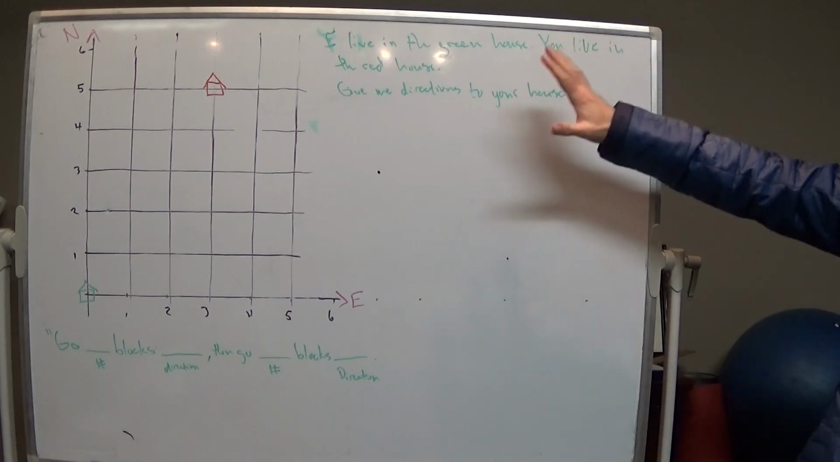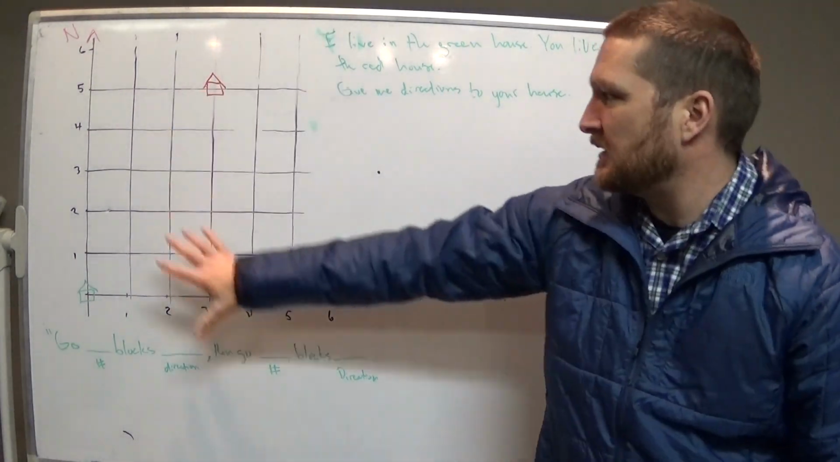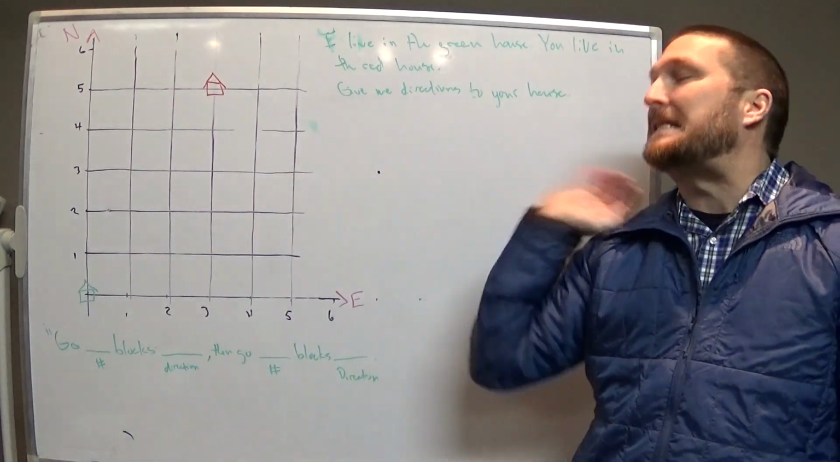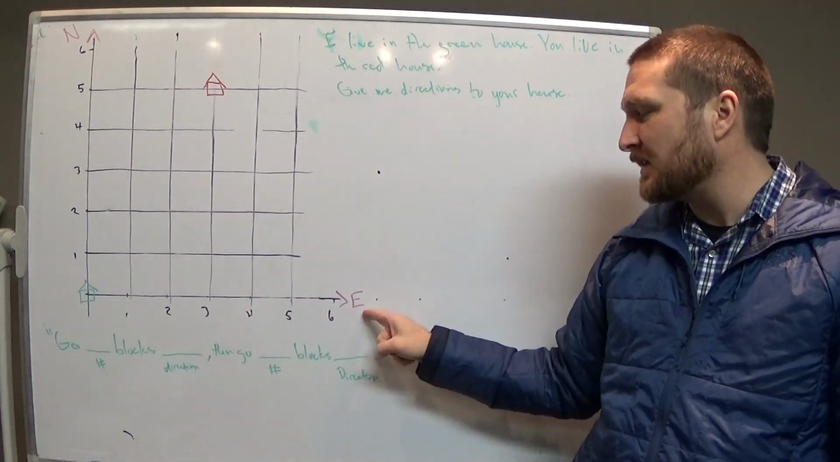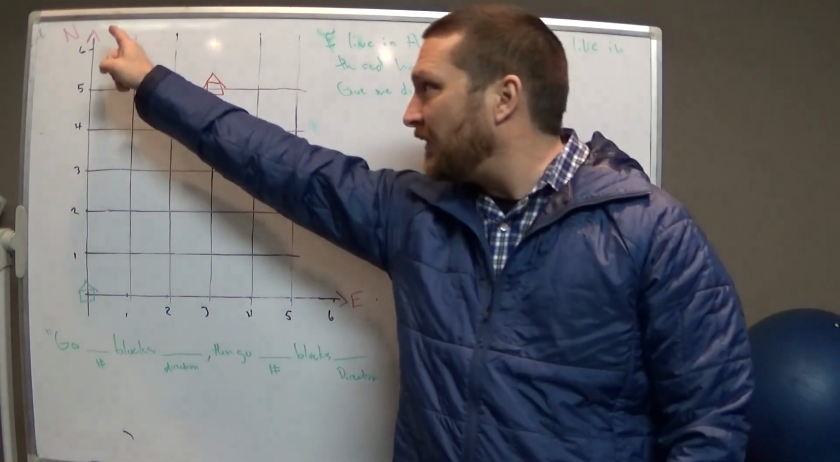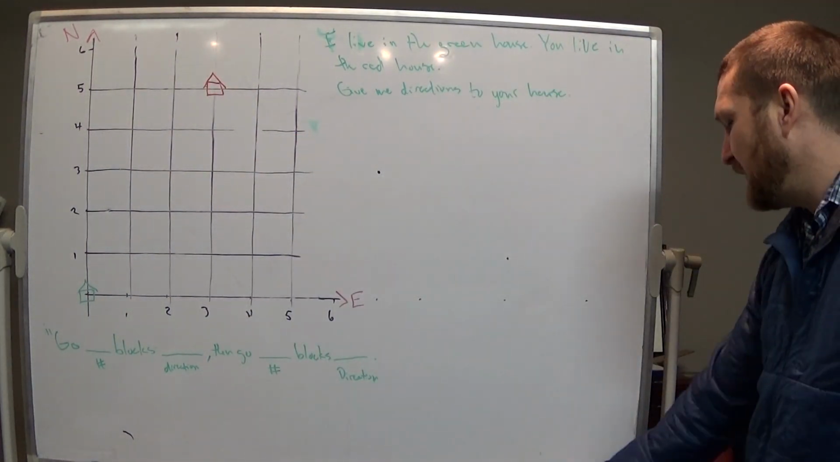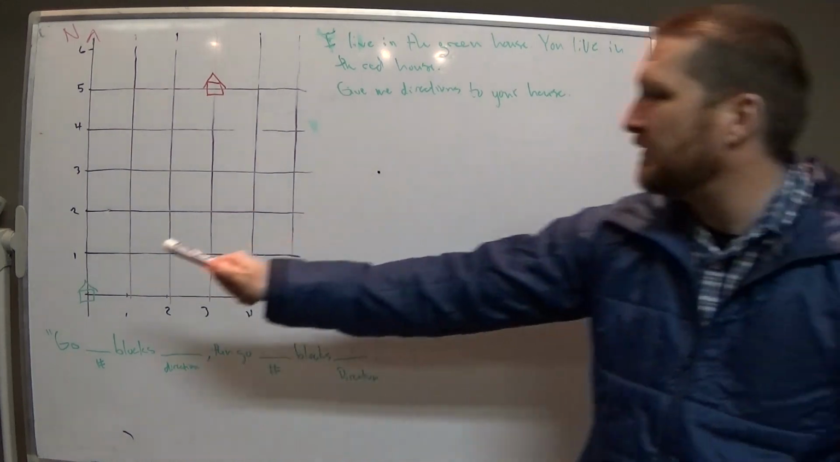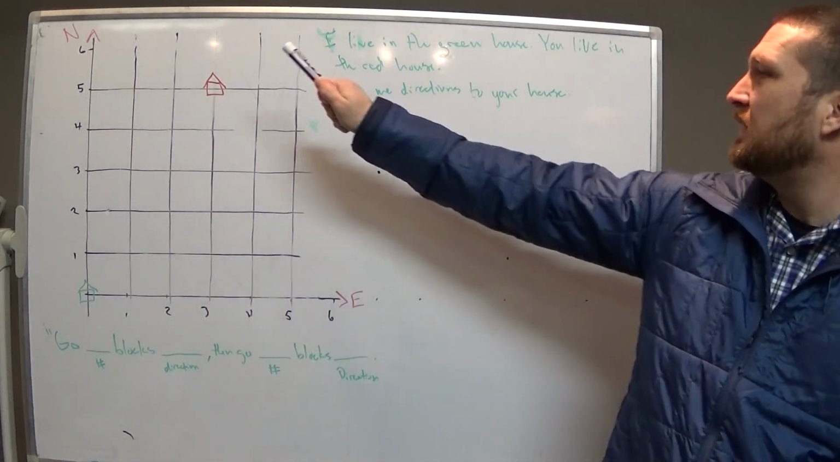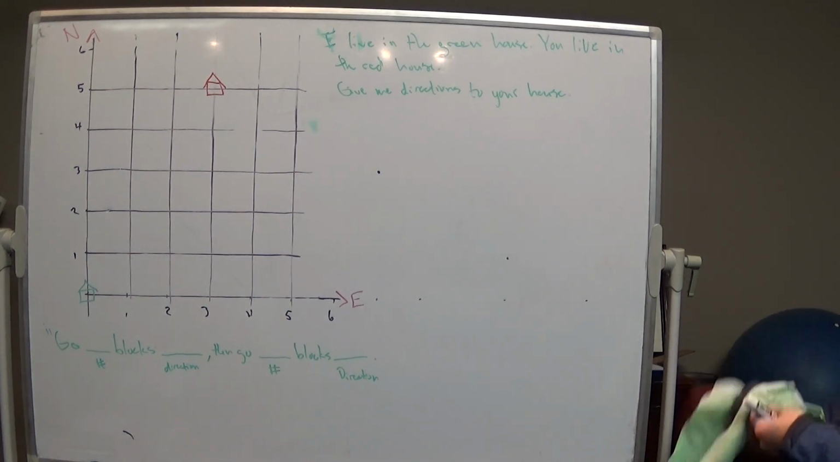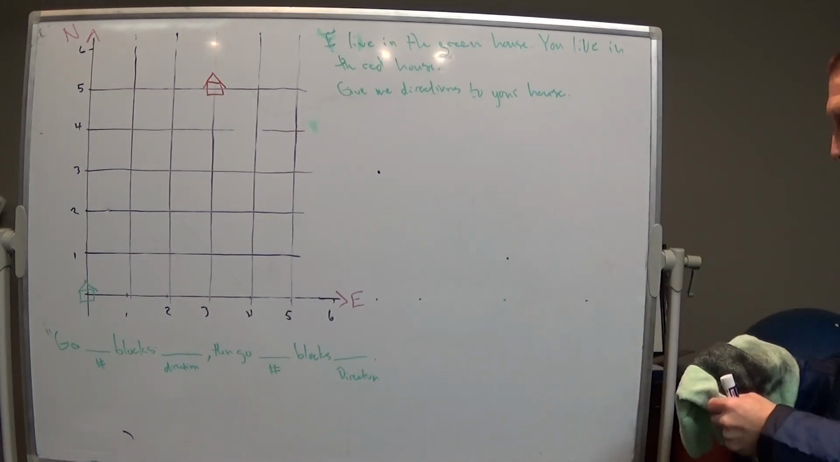Let's just review here. Like I said, this is like a map. Each one of these lines are streets. This obviously means east. This obviously means north. So it's a regular old map like we're used to, right? And what I said is I live in the green house. You live in the red house. And I want you to give me directions how to get to your house.